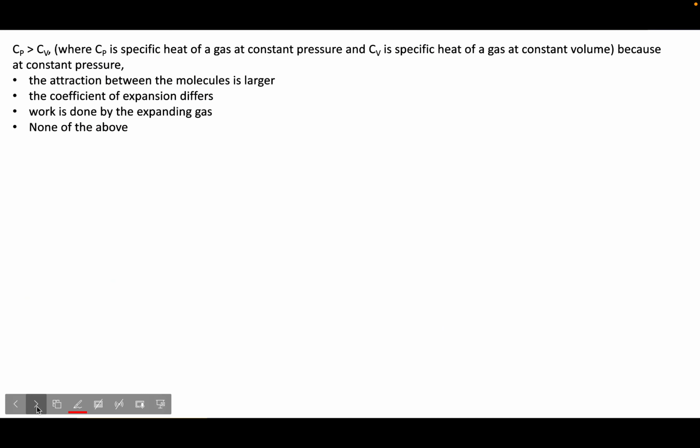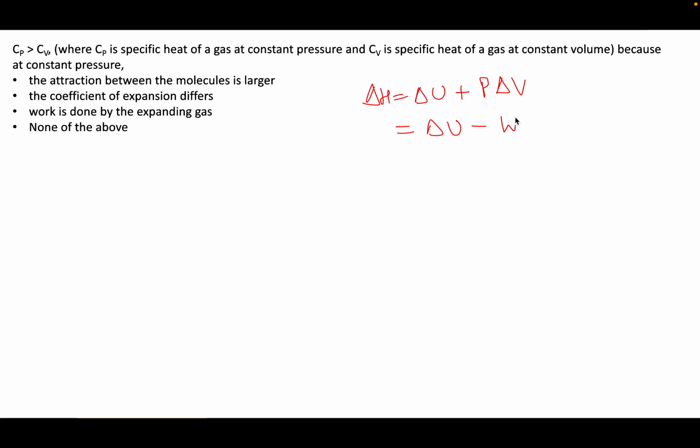Now question number 2. Cp is greater than Cv. Why? Where Cp is the specific heat of a gas at constant pressure and Cv is the specific heat of a gas at constant volume. Because at constant pressure: the attraction between the molecules is larger, the coefficient of expansion differs, work is done by the expanding gas, or none of the above. For the reason for Cp greater than Cv, we know that delta H is equal to delta U plus P delta V, or we can say delta U minus W.